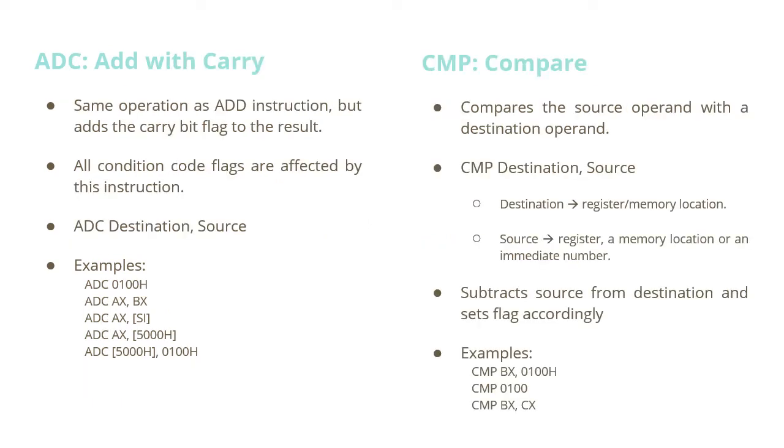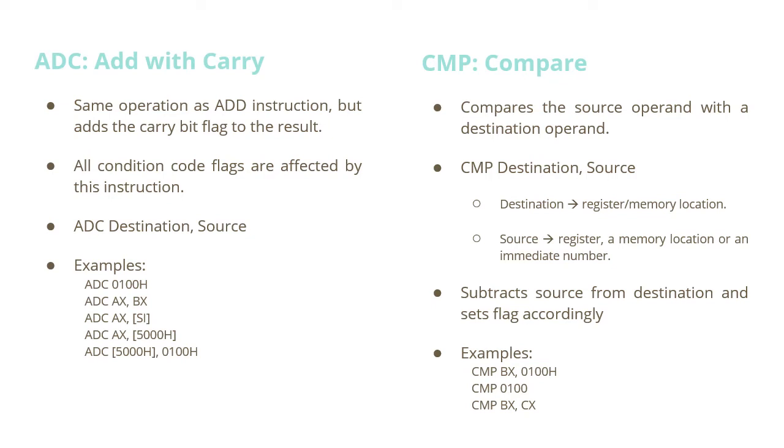The next is the add with carry instruction, which is specified as ADC. This operation is the same as that of the ADD instruction, but it also adds the carry bit flag to the result. The carry bit flag, which may be set as a result of previous calculations, is also added to the result in this case. All the condition code flags are affected by this instruction. The format of this instruction is ADC destination, source, and the destination and source are the same as in the case of the ADD instruction.